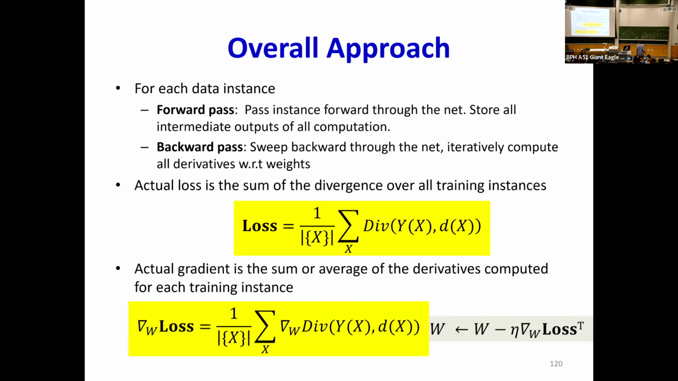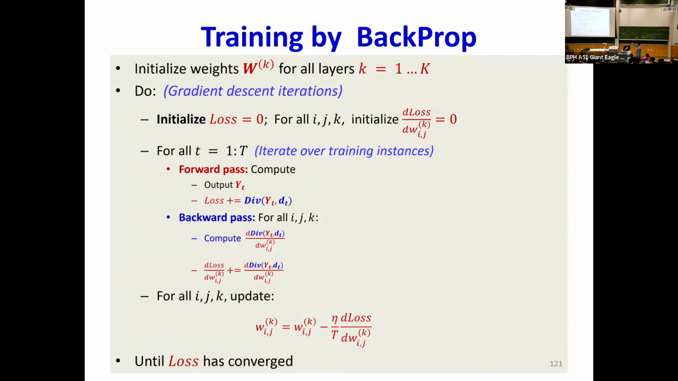For each data instance, you're going to perform a forward pass where you pass the instance through the net, store all intermediate outputs for all the computation, and then you sweep back through the network and iteratively compute all derivatives with respect to weights. The actual loss is the average of the divergence over all the training instances, and the gradient is going to be the average of the gradients of the divergences for the individual training instances with respect to the parameters. That's what you're going to use in your gradient update rule, right?